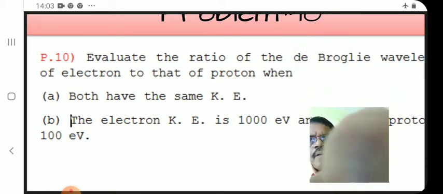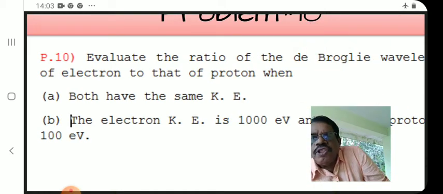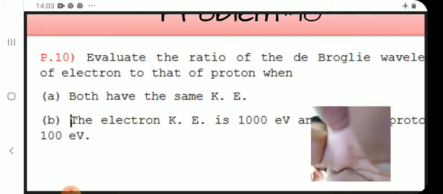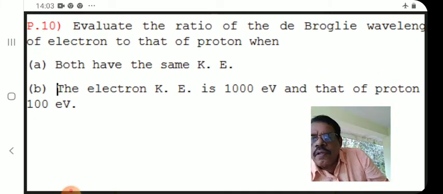Next problem. Estimate the ratio of the de Broglie wavelength of electron to that of proton when both have the same kinetic energy. And B, the electron K is 1000 eV and the proton is 100 eV.